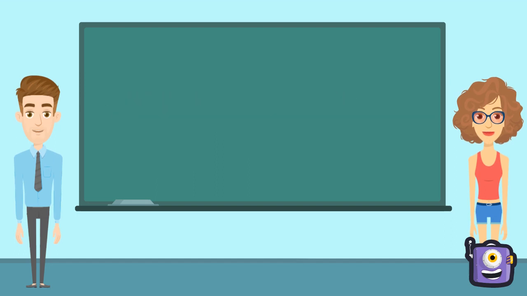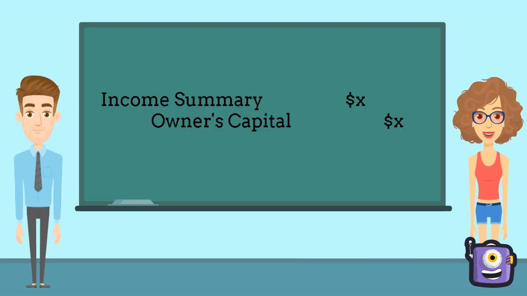Now that we closed all of our revenues and expenses to the income summary, we now have a balance in our income summary account. If income summary has a credit balance, it is considered a net income. If income summary has a debit balance, it is considered a net loss. To close the income summary account, we either need to debit or credit the account depending on what its balance is. If income summary has a credit balance, then we have a net income.